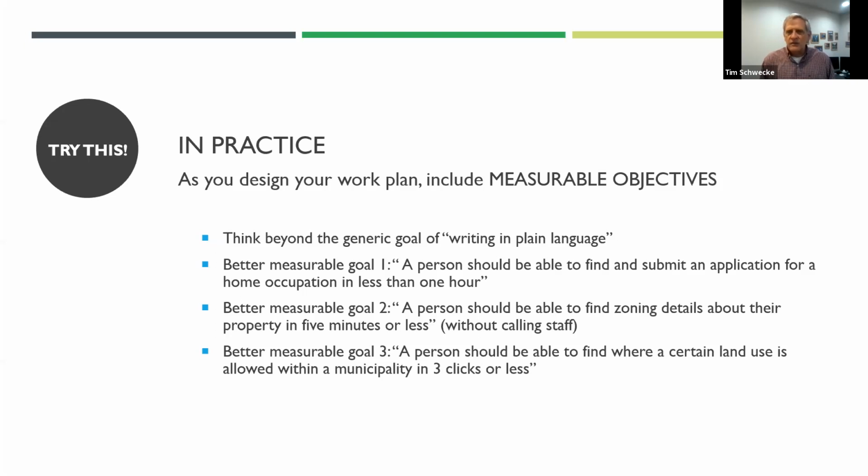A person should be able to find the information that they're looking for in less than an hour, and then apply for the application. People should be able to find the zoning details in 5 minutes or less without calling staff. A person should be able to find out where they can do their business in 3 clicks or less. So those things are targets. Obviously, you're not going to achieve them right away, perhaps, but they're intended to share with your staff and with the public how you're doing, and what you feel is really important in achieving your mission.